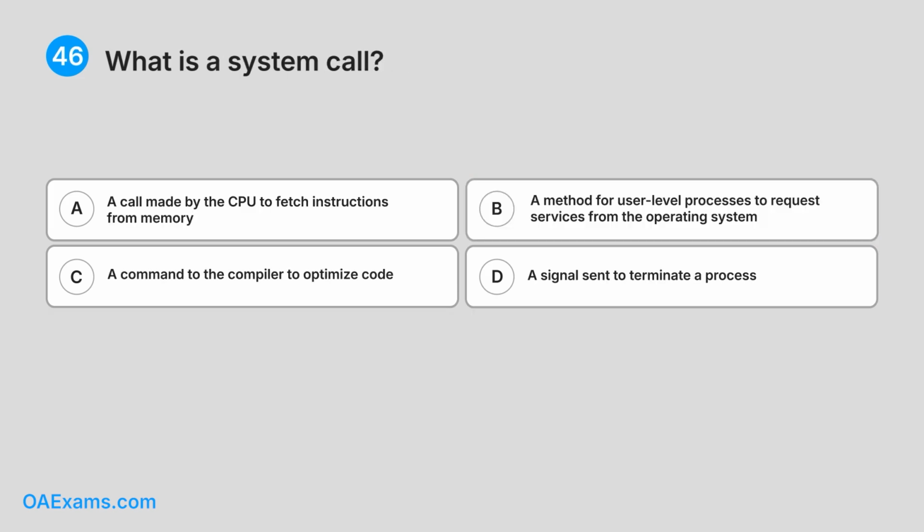46. What is a system call? A. A call made by the CPU to fetch instructions from memory. B. A method for user-level processes to request services from the operating system. C. A command to the compiler to optimize code. D. A signal sent to terminate a process. What do you think is the answer?